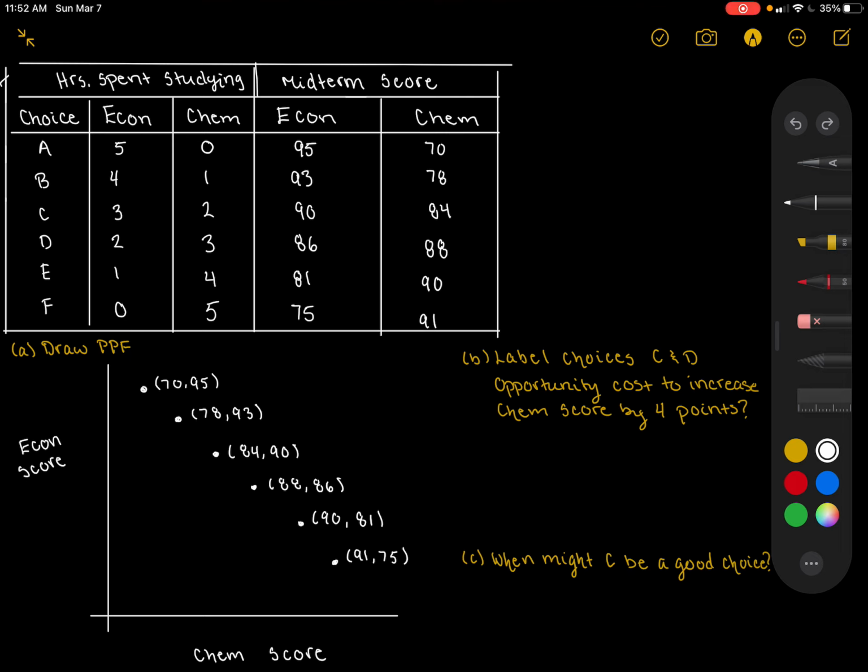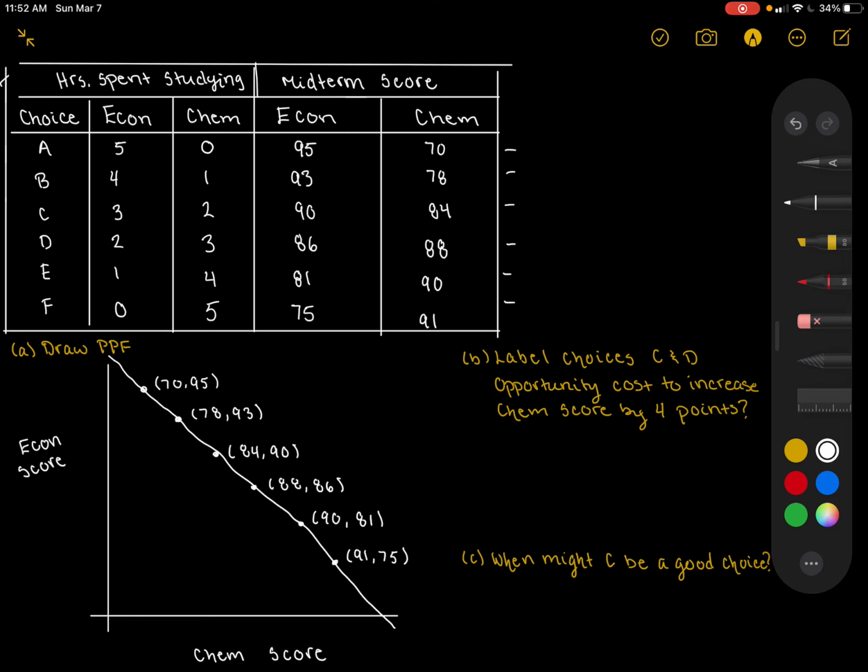I've gone ahead and plotted each of the midterm scores on the axis you can see down here, where we have the chemistry score on our x-axis and the econ score on our y-axis. Each of these scores, as you can see up here, have all been plotted. To get a look at this production possibilities frontier, we would draw a line through this.